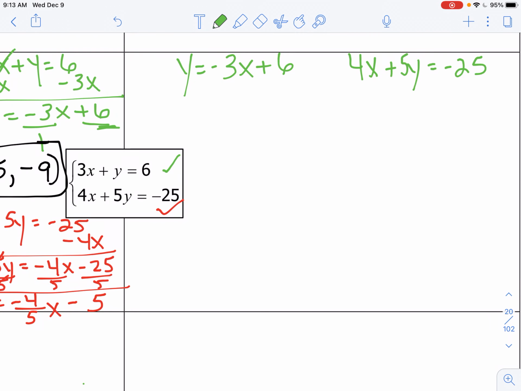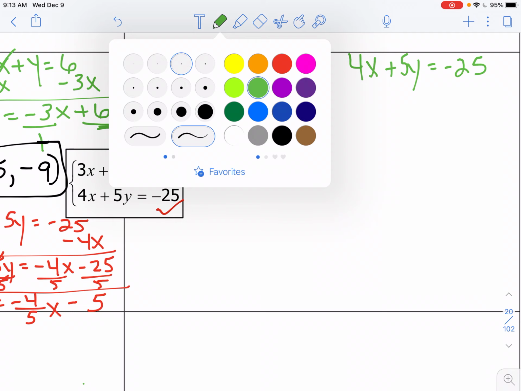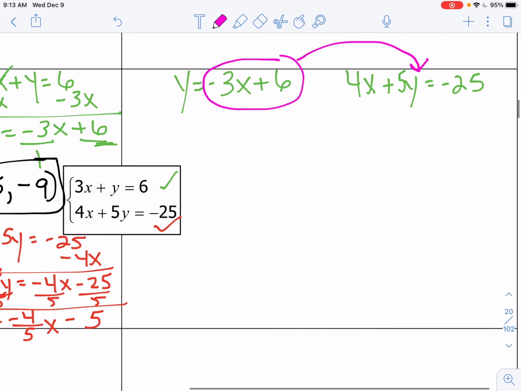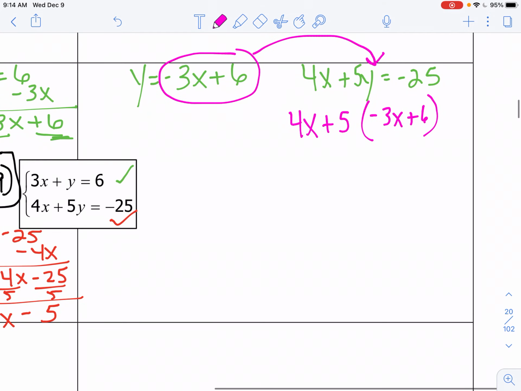Okay, so what I'm going to do, I'm going to use this y equals, since I know the value of y is negative 3x plus 6, I can plug it into the y of the next equation. Okay, so I take that second equation and I'll do 4x plus 5 times the value of y, which is negative 3x plus 6, distributive property, equals negative 25.